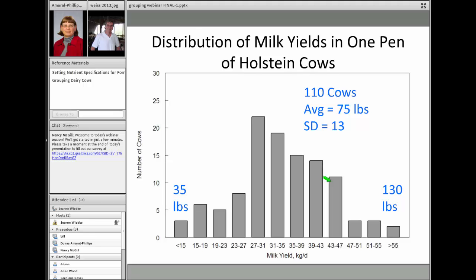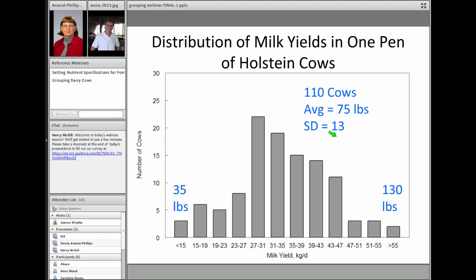Okay, this is just an example herd. It's actually my neighbor's herd, which has individual milk weights. I got data from him one day, and this just reflects a pen. It's just an example. In this particular pen, these are kilos down there, because I gave this talk in Europe, but the blue here I've converted to pounds. The average is 75 pounds, with 110 cows in this pen. You had some cows producing as little as 35 pounds and some producing as much as 130 pounds, with a standard deviation of 13.